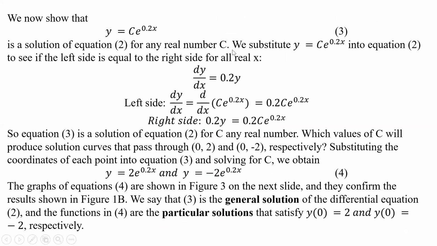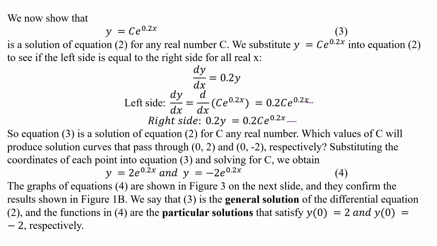Now, if we substitute y equals c e to the 0.2x into equation 2 to see if the left side is equal to the right side for all real x, we get the following. So we're going to plug that in and say, okay, well, dy/dx is going to be what? Well, that's going to be d/dx of this thing, which gives us 0.2 times c e to the 0.2x. And our right side is going to be 0.2y, which is equal to that. And so equation 3 is the solution because both sides are equal. So this is equal to this.